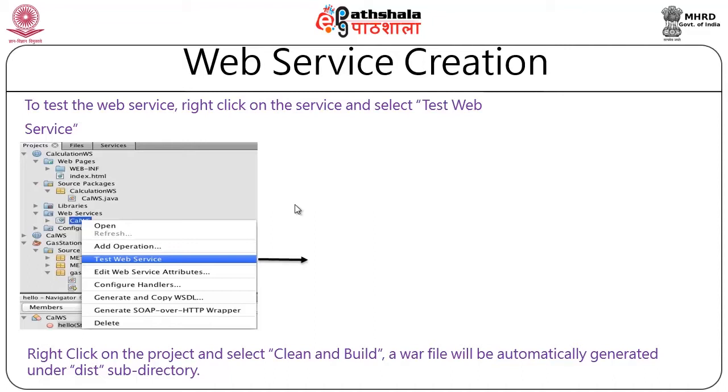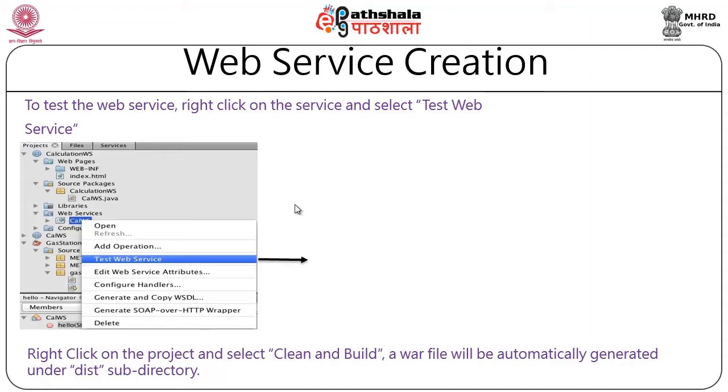So you choose the web service. You can see that there is again the project name, calculation WS. You can go through the entire tree structure, and there is an icon called CalWS, which is your web service name. If you right-click over that CalWS, you can see the options displayed. There you have to choose Test Web Service.